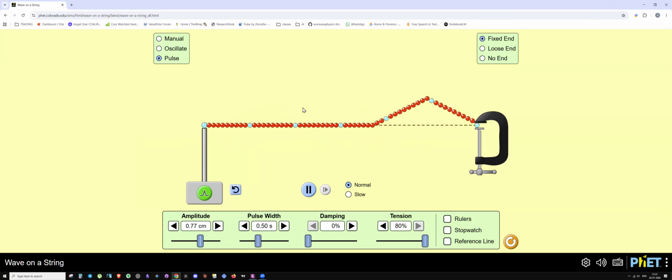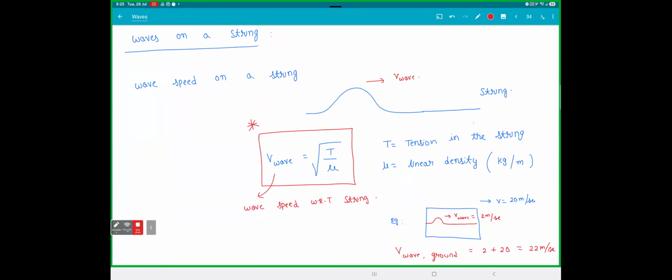There's a little lag, but you should check this out. I did post the link in the last class, so you can play with this. You will notice that if you take a string and attach it to the wall, and you keep the string tight and then generate a pulse, it travels pretty fast. So the main thing, if you look at this formula, if you know how to find the tension, your job's done. Let's see a question on this.